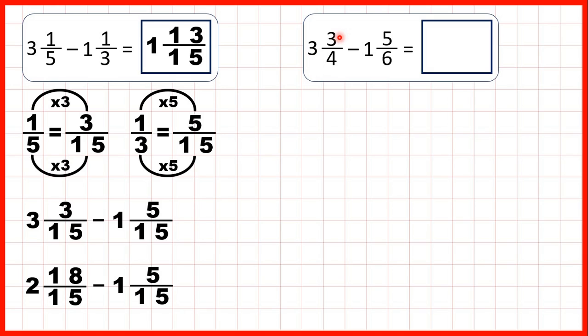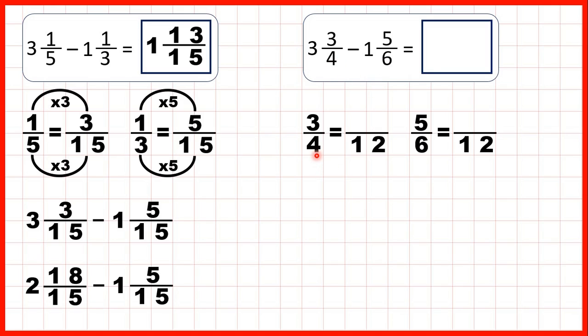Now we have 3 and 3/4 minus 1 and 5/6. Again, we need the denominators to be the same. Now the lowest common multiple of 4 and 6 is 12, so we can change 3/4 and 5/6 into fractions with a denominator of 12. Now 12 is the lowest common multiple, but we still get the answer correct with any common multiple, so we could use 24 or 36 or any other common multiple of 4 and 6, any other number that's in the 4 and the 6 times table.